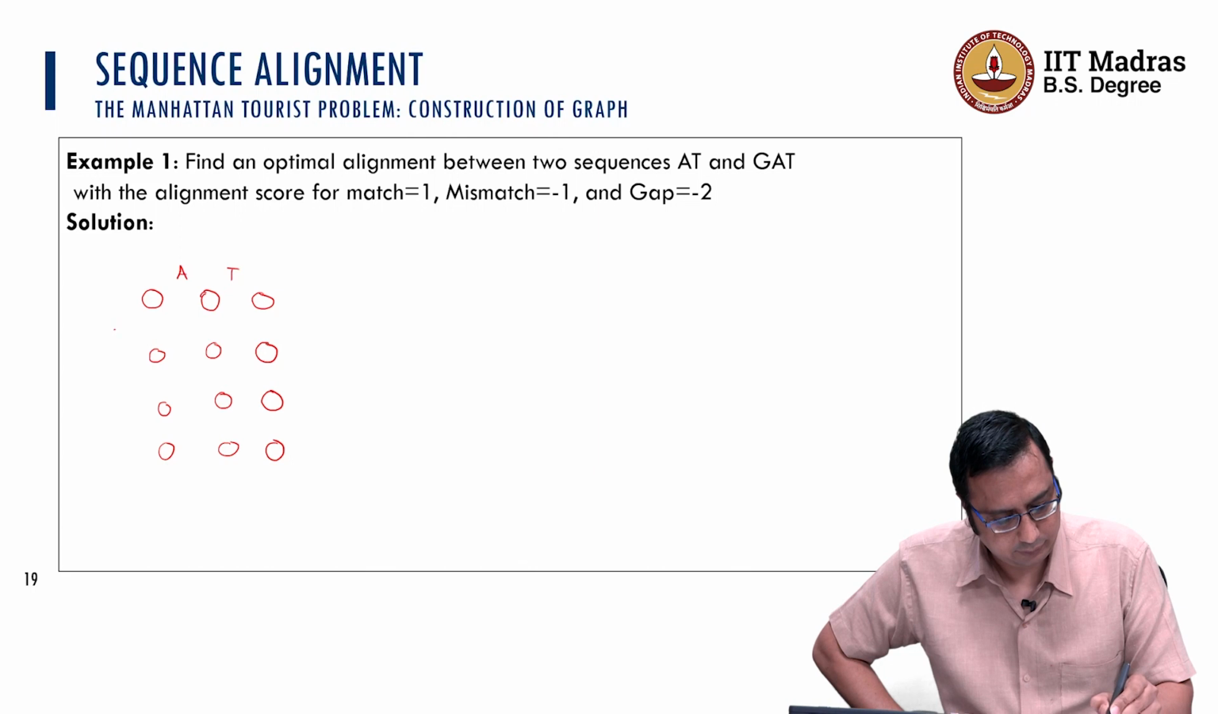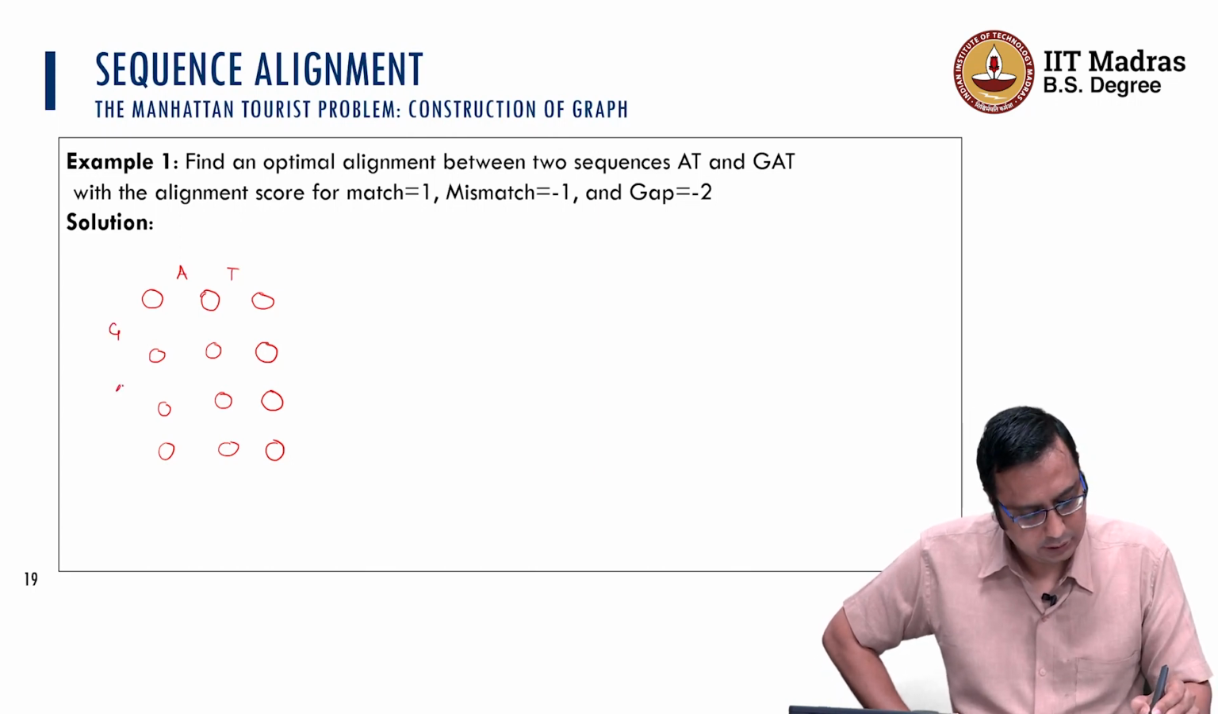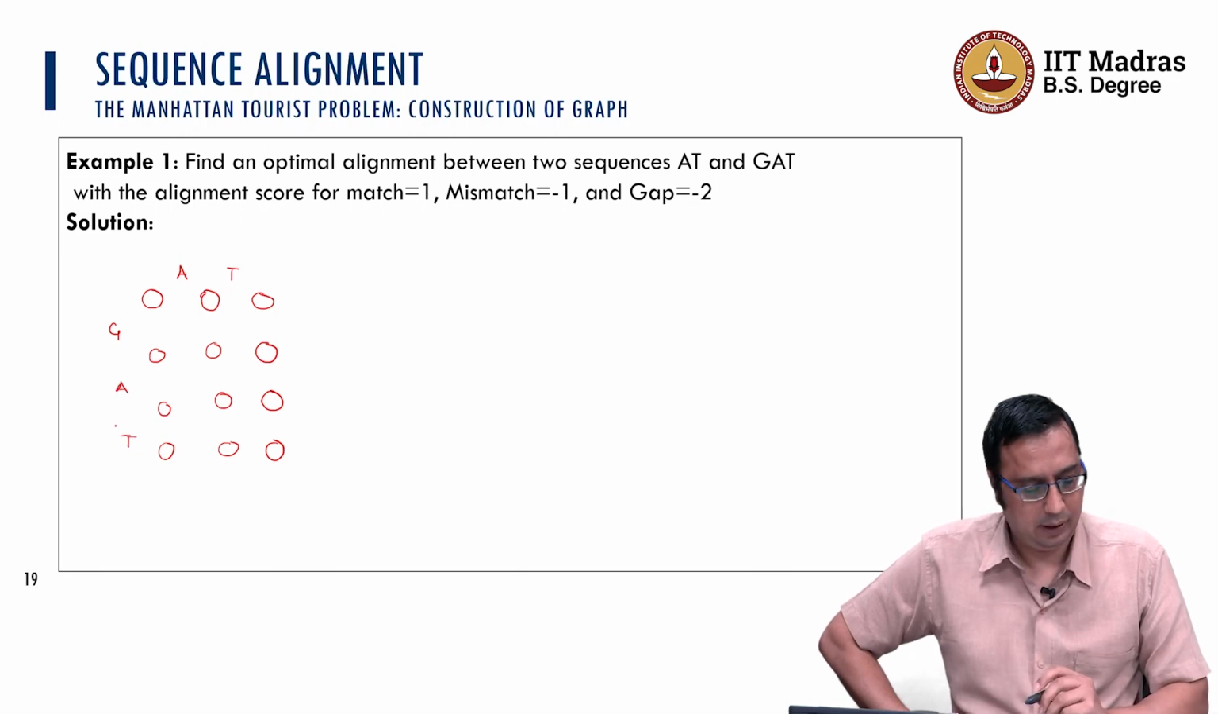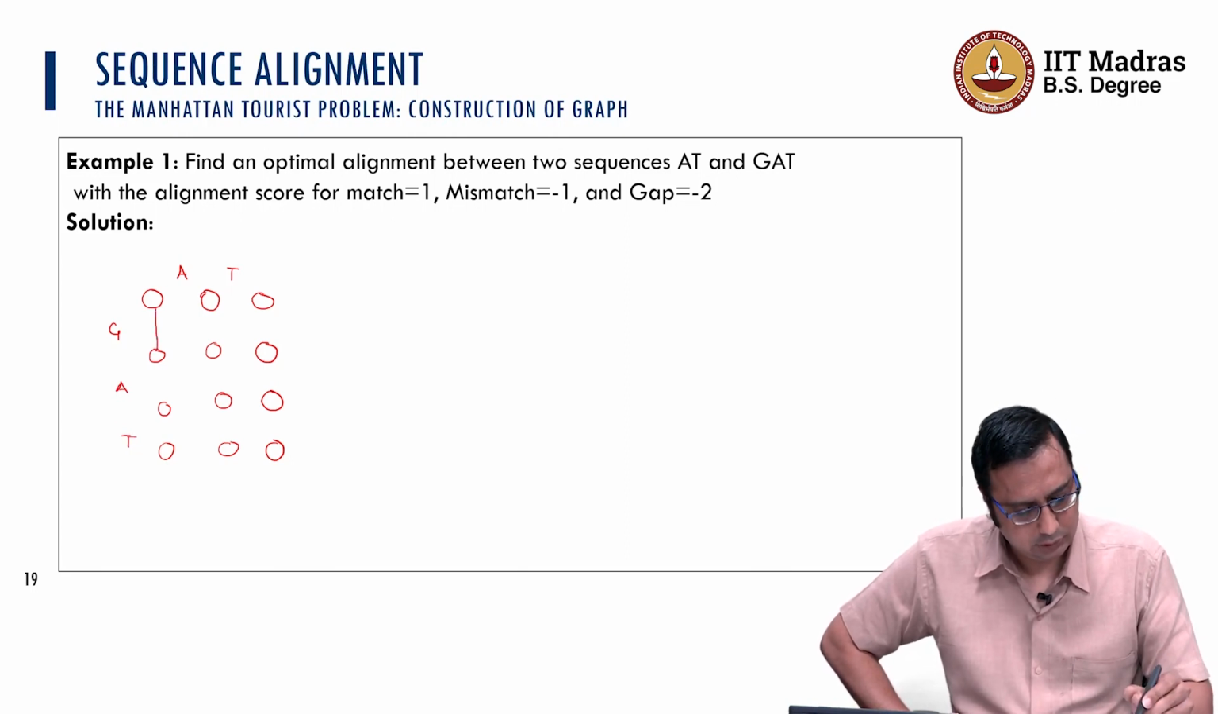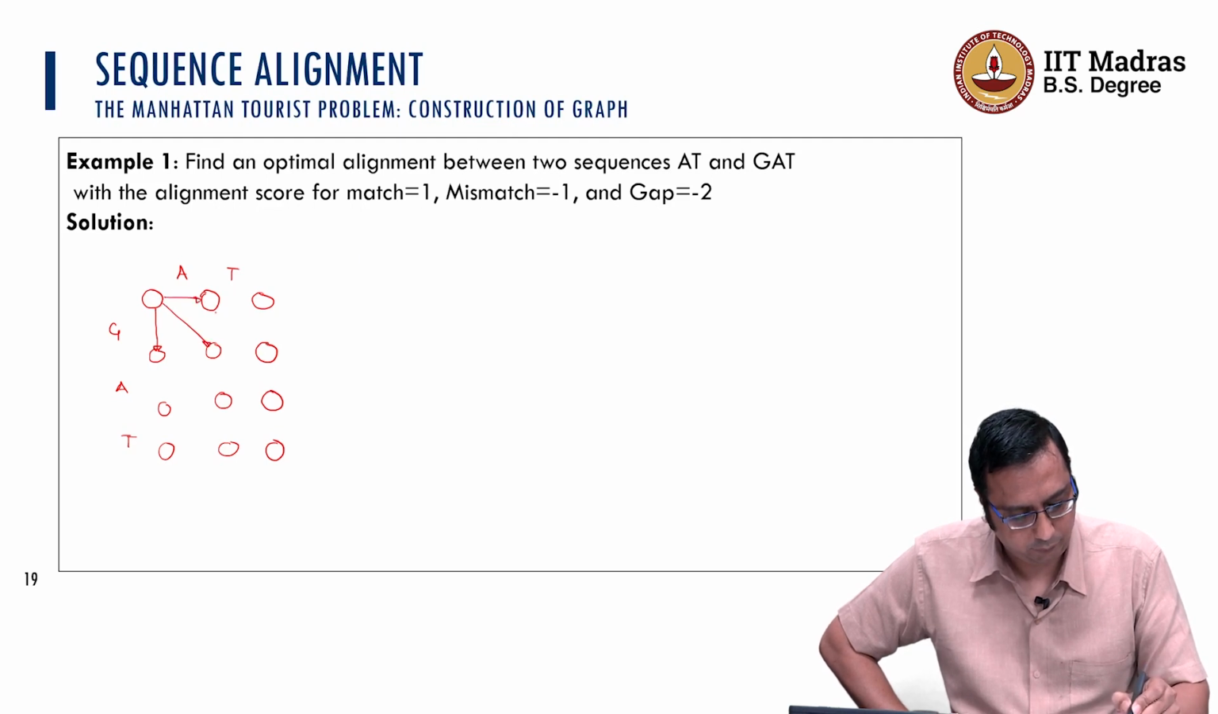the A and T I am putting here, G, A and T I am keeping here. Now I'll draw all the unidirectional arrows from each node to another node.